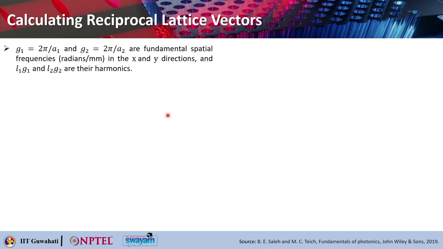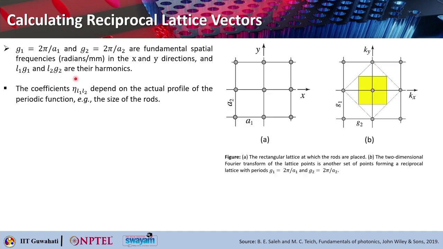So, what are these G1 and G2? G1 is 2 pi by A1 and G2 is 2 pi by A2. These are the fundamental spatial frequencies, with units of radian per millimeter. These are the spatial frequencies in the x and y directions, and L1 G1 and L2 G2 are their harmonics. This is the rectangular lattice in which the rods are placed. Here we have shown them with circles, but you can also imagine squares, because in the previous figure they have square cross section.